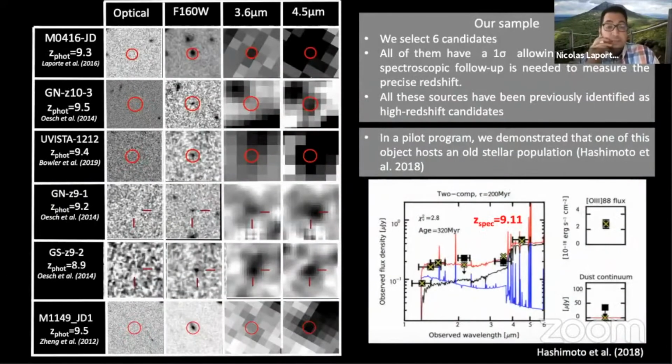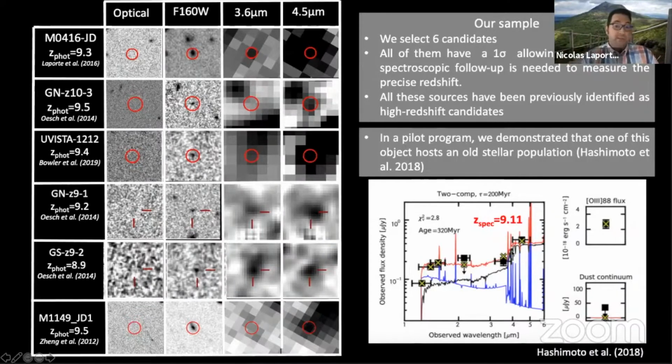So here you have the sample we selected. This is 6 objects. We used one of these objects, this one, GN-z9-1, nearly 3 years ago as a pilot program, to try to identify if the break we can see between 3.6 and 4.5 micron is due to an old stellar population. And as you know, we detected oxygen-3, 88 micron with ALMA, Lyman alpha with the VLT, and by doing some SED fitting, we can demonstrate that the break we have here is due to the old stellar population.